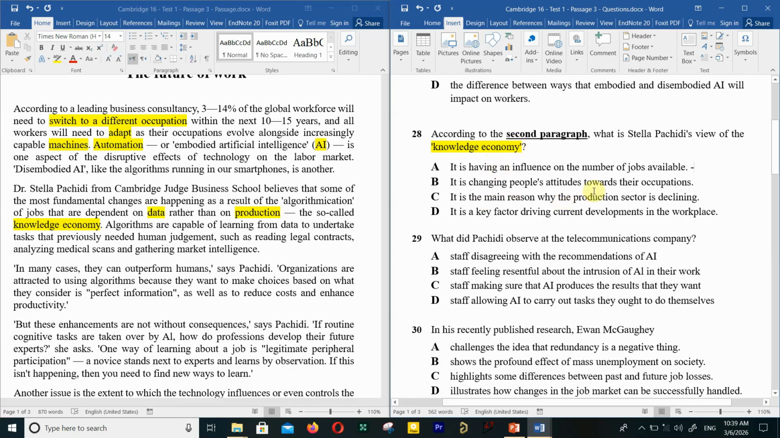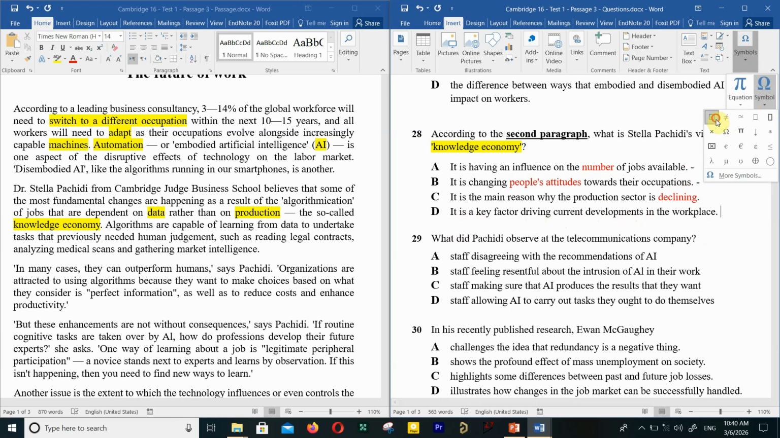It is changing people's attitudes towards their occupations. Why people's attitudes? There is nothing about people's attitudes. You see, sometimes just one or two words is going to make some options completely eliminated. It is the main reason why the production sector is declining. No, not at all. It is a key factor driving current developments in the workplace. This is the right answer.